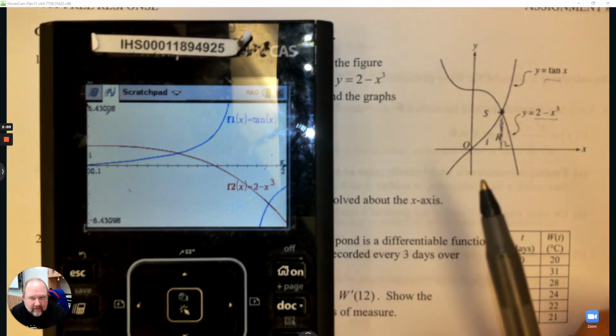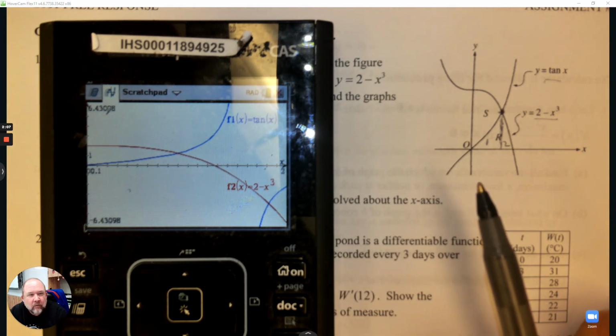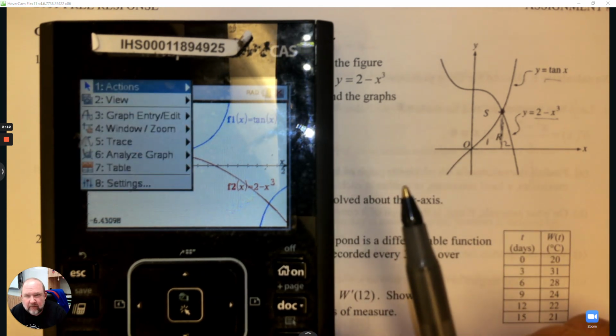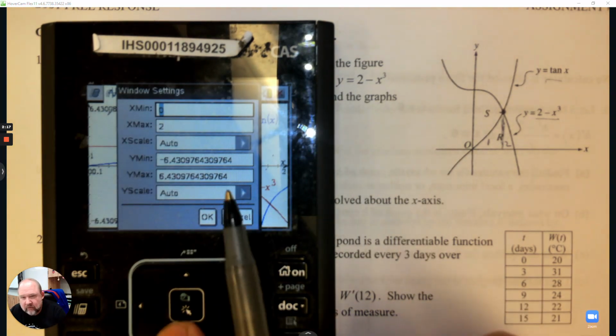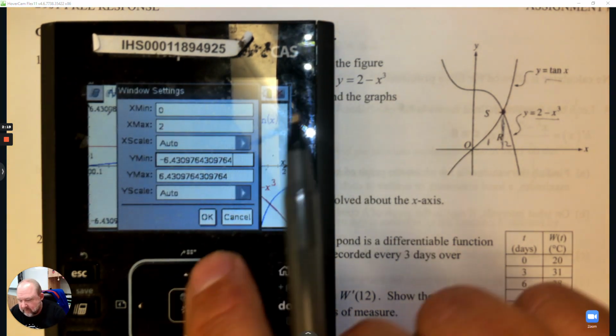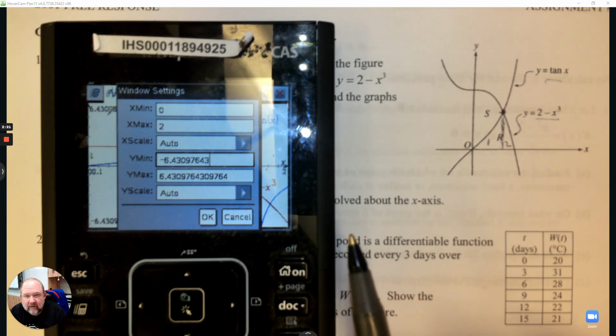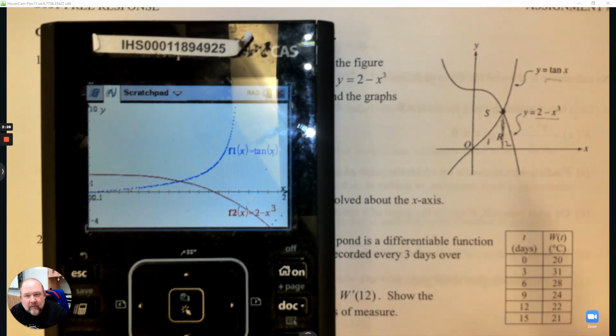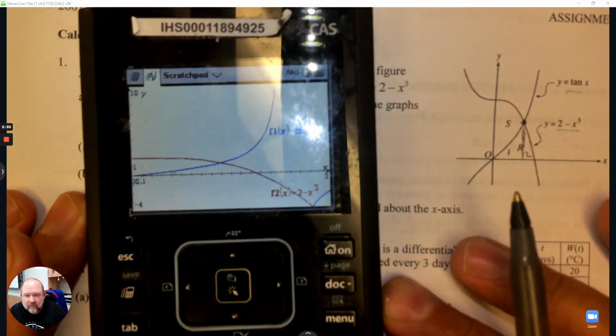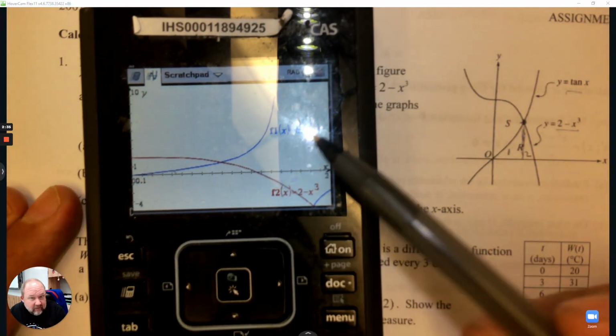I think that's fine. Well, let's make it here so you can see a little better. Let's do the window again. Let's change the second one. So 0 to 2 is good. Here, let's try, maybe negative 10 and positive 10 or so. That didn't change it much. Anyways, you can see I need to find where this point of intersection is. So it doesn't really matter.